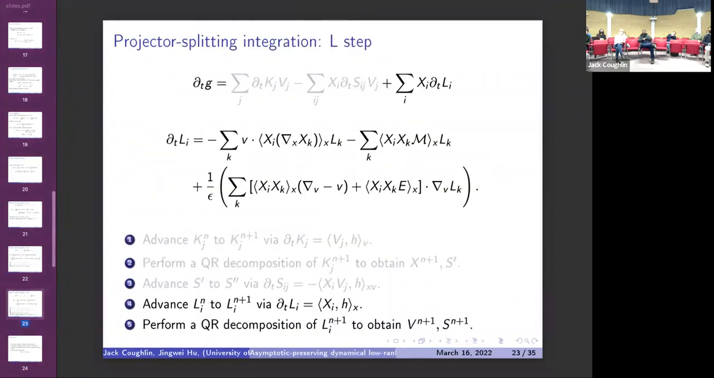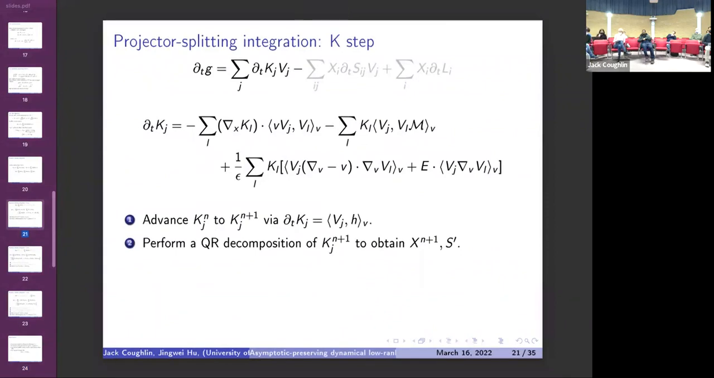So to make that clear, the k is doing some advection. This is doing some diffusion. So we treat this part implicitly and this part explicitly.